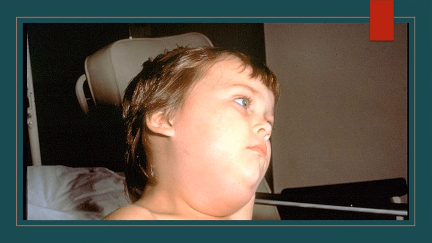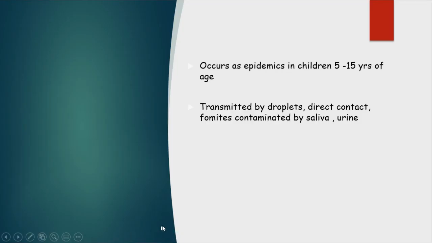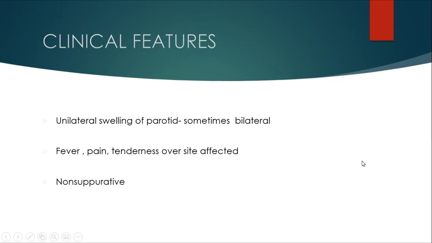And this is usually an infection which is commonly seen among young children whose immune system is very weak or developing, and there is a high chance among this age group to get this infection at a much faster rate. So it occurs as an epidemic in children between the age of 5 to 15 years. It is transmitted by droplets, direct contact, fomites contaminated by saliva, even urine. We discussed these things.